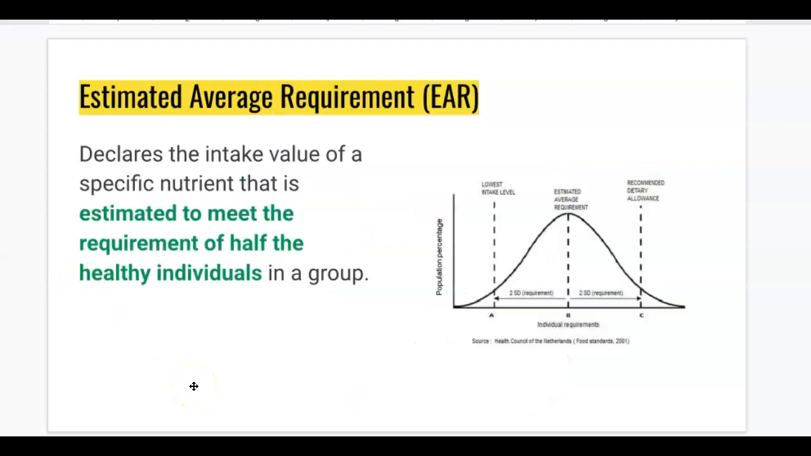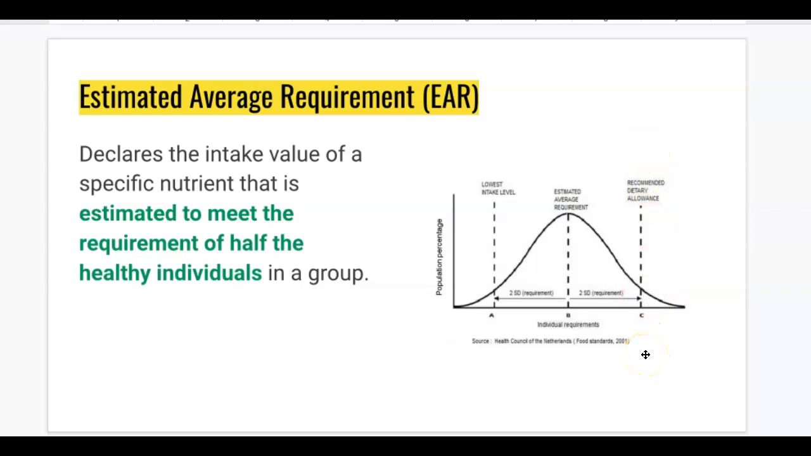So the first DRI that we are going to discuss is the estimated average requirement, or the EAR. So what the EAR does is it declares the intake value of a specific nutrient that is estimated to meet the requirement of half of healthy individuals in a group. Okay, so you see this chart here. All right, so what we know is that there is a healthy population. All right, we know that the healthy population has a lower intake level and an upper intake level.